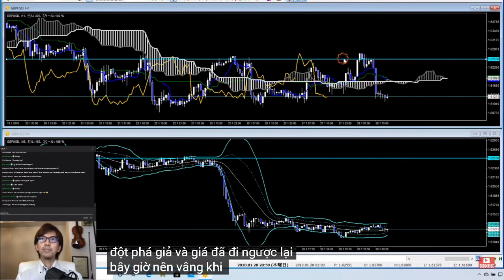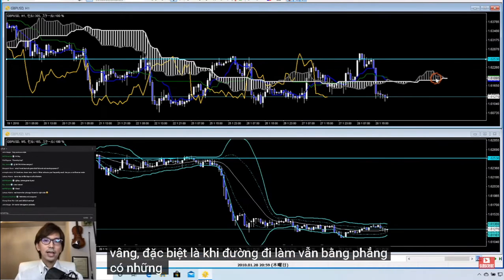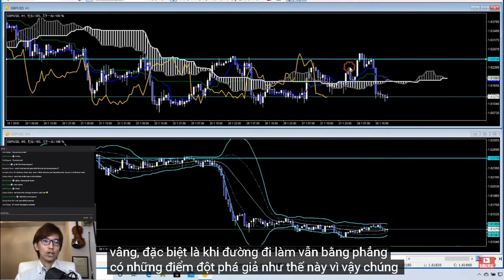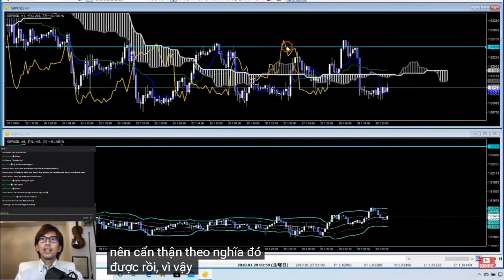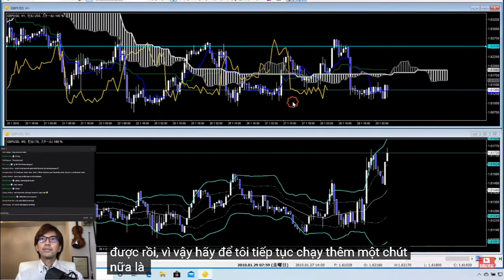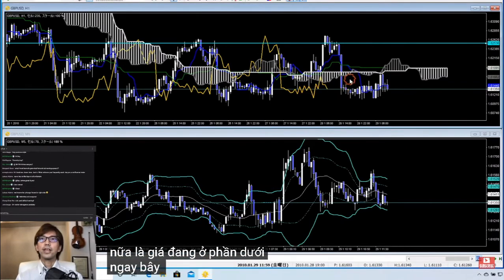So yeah, when Kumo is flat, especially when Kumo keeps flat, there are fake breakouts like this. So we had better be careful in that sense. Alright, so let me keep running a little bit more. The price is in the lower part now, right?